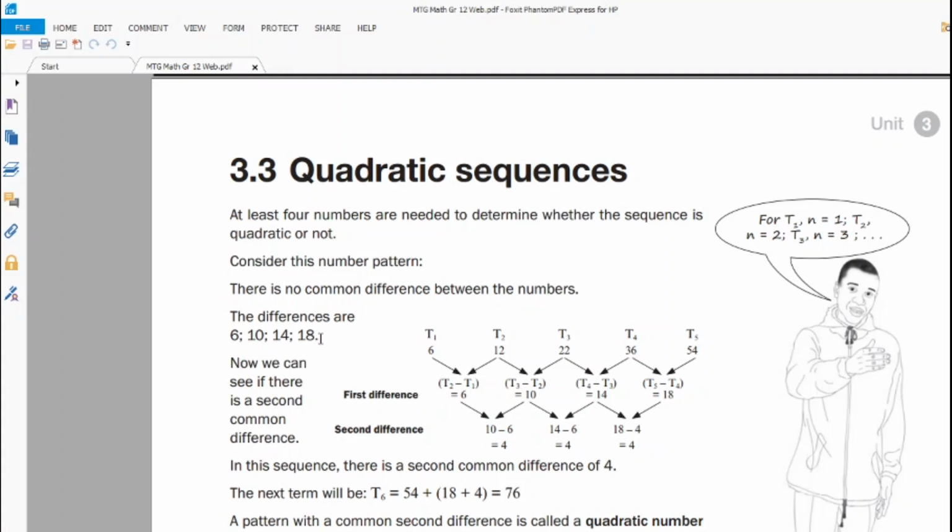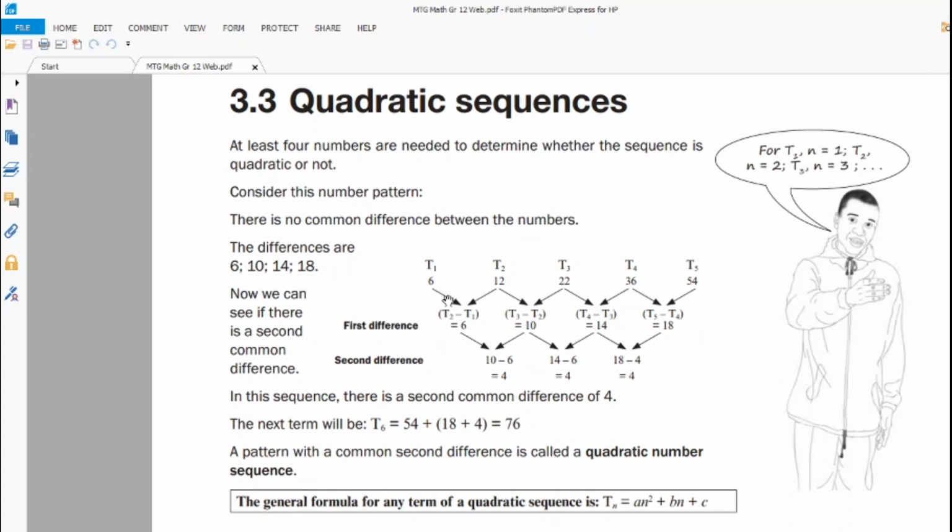Use that as a hint or rule of thumb: if they give you at least 4 terms, it is likely a quadratic sequence. To confirm that it is a quadratic sequence, you will look at your first difference, right? Okay, so let us look at this number pattern: 6, 10, 14, 18. Now we can see if there is a second common difference.